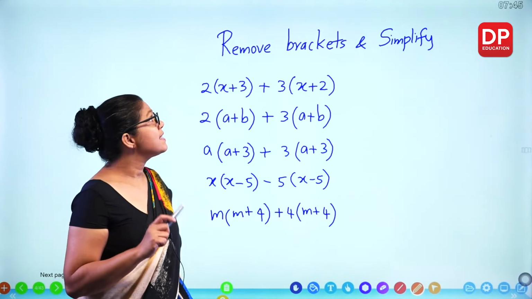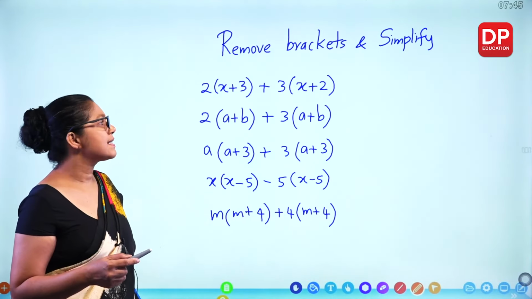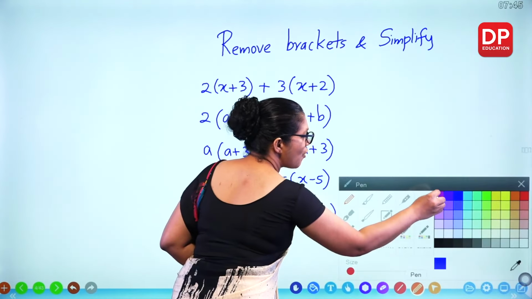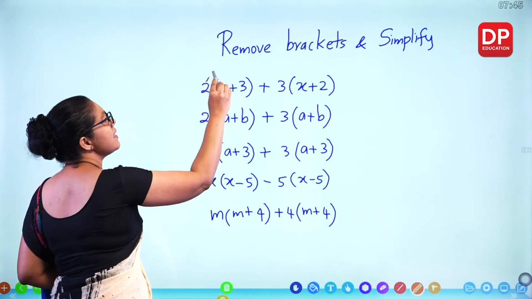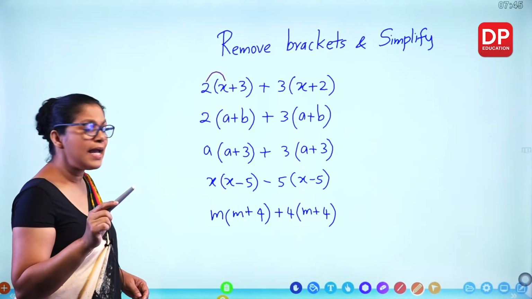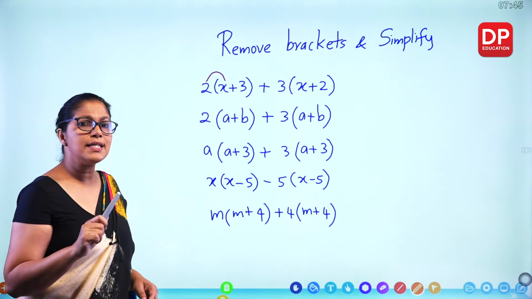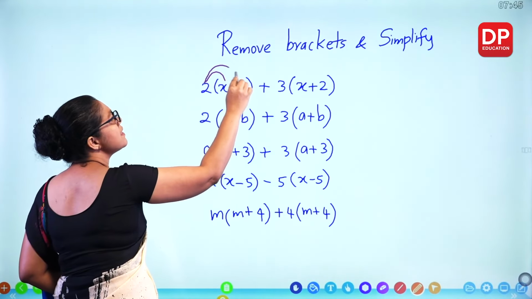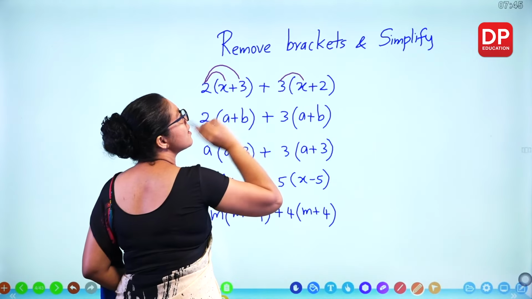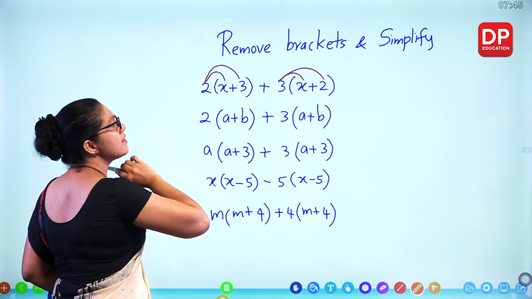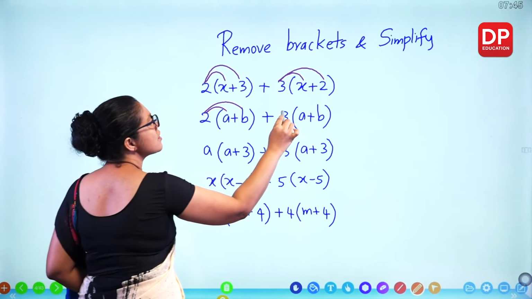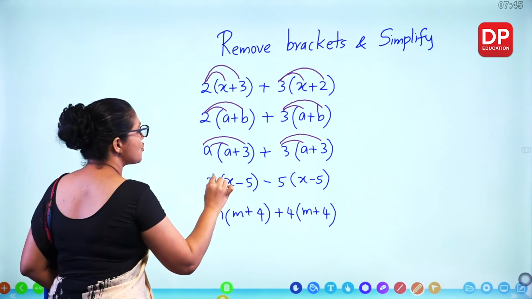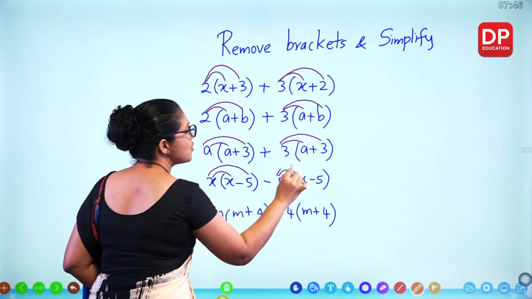Now we'll see how you can remove brackets and simplify. Something like this. Can you remember? From previous years we did expanding brackets. You have to multiply all the inside numbers with the outside number. So here 2 times this, 2 times 3. This one with 3, this one with 2. So all these expressions you have to multiply by the outside number. Now try those. After that you can simplify.